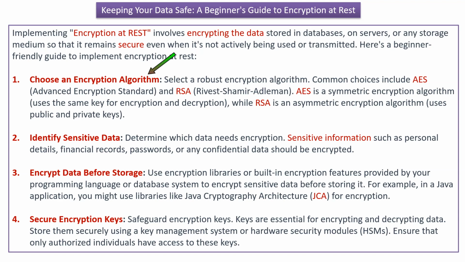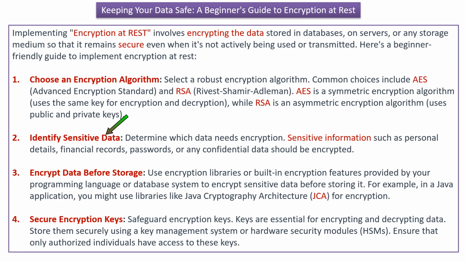Step 1 is choose an encryption algorithm. We have to choose a robust encryption algorithm. Common choices are the AES algorithm and the RSA algorithm. AES is a symmetric encryption algorithm which uses the same key for encryption and decryption, while RSA is an asymmetric encryption algorithm which uses public and private keys.